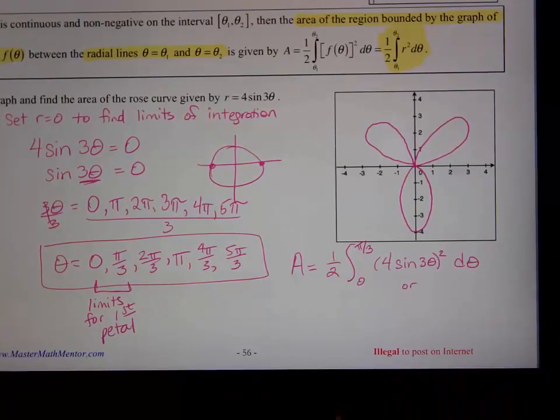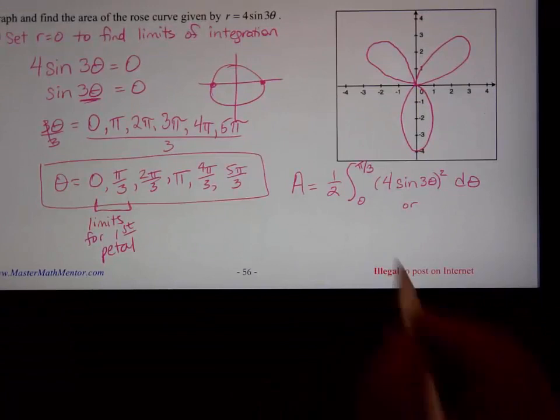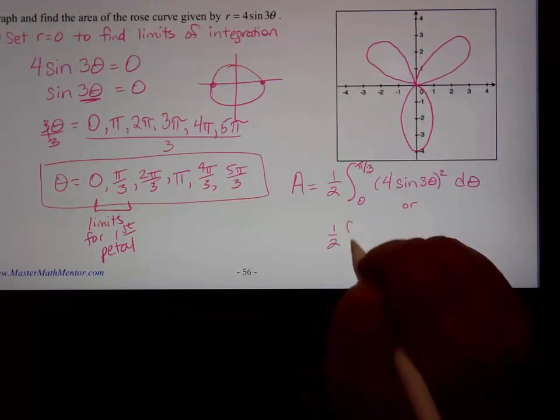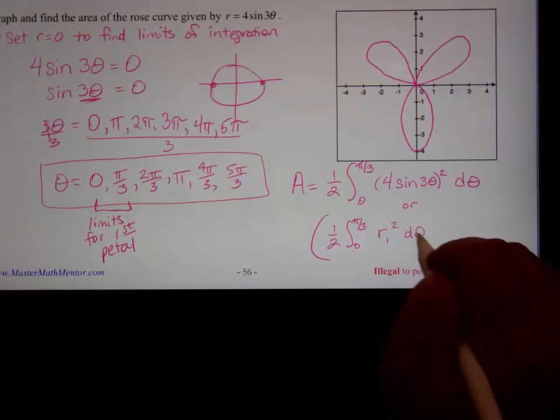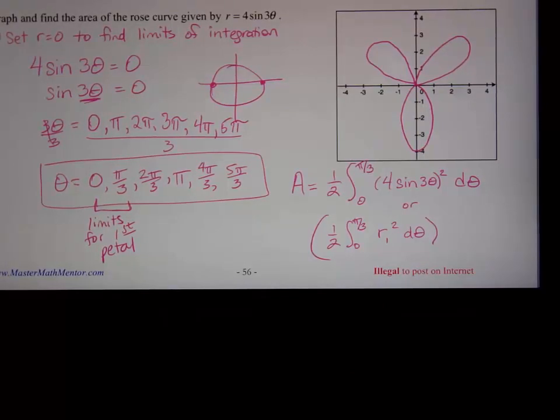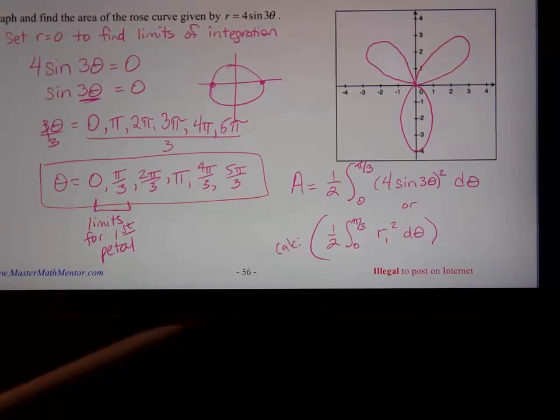Or, just like when we used to do things with y1s and y2s, we can actually do the same thing with r's. You may be able to type this in the calculator. I'm going to put this in a parentheses. You're going to put in r1 squared d theta, and I'm going to show you how to do that. This is what's going to go in the calculator. You can type in exactly the way it's written above, but as the problems get more complex, it's a lot easier to use the r1 and the r2.